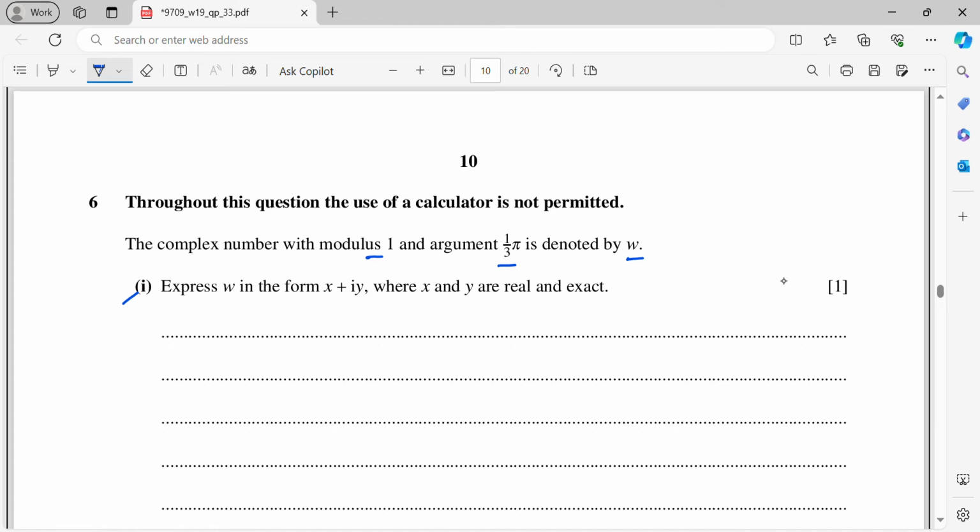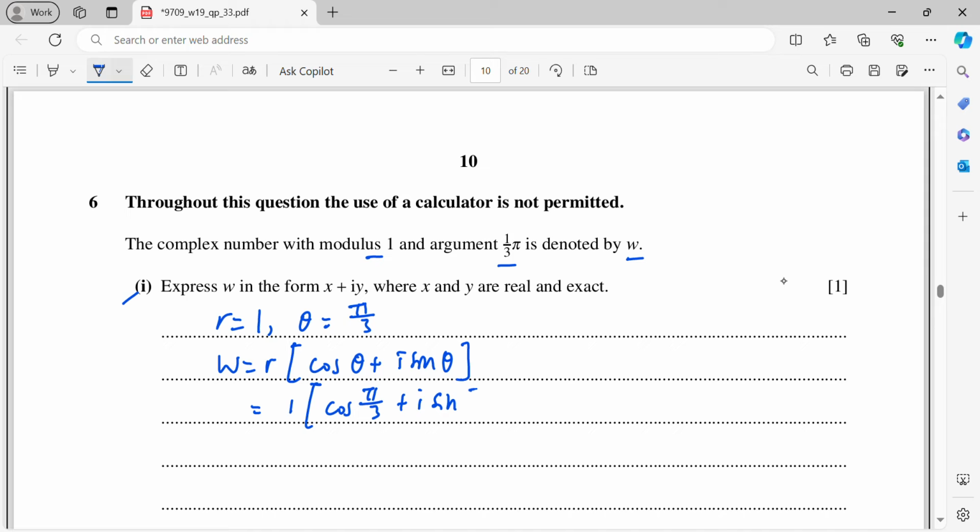Okay, so basically, probably I will just write down first. R is 1. The theta is pi over 3. So your W is R cos theta plus i sin theta. From here, I will just write 1 cos pi over 3 plus i sin pi over 3. So cos pi over 3 is a half. Sin pi over 3 is square root 3 over 2, times i. So that is your complex number W.